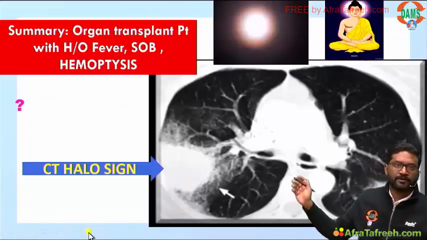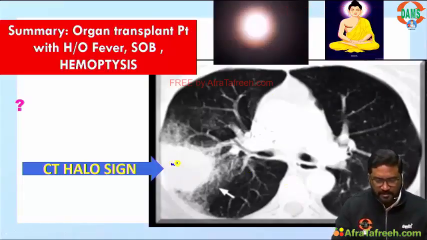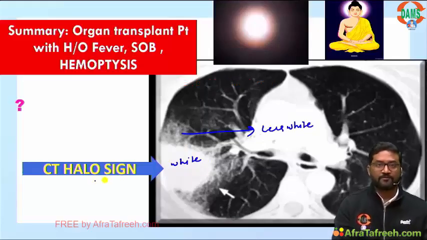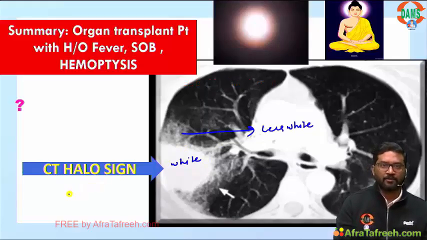Okay. What do you see here? Central portion white. Peripheral portion less white. Presence of a less white area around a white area. It is called CT halo sign.